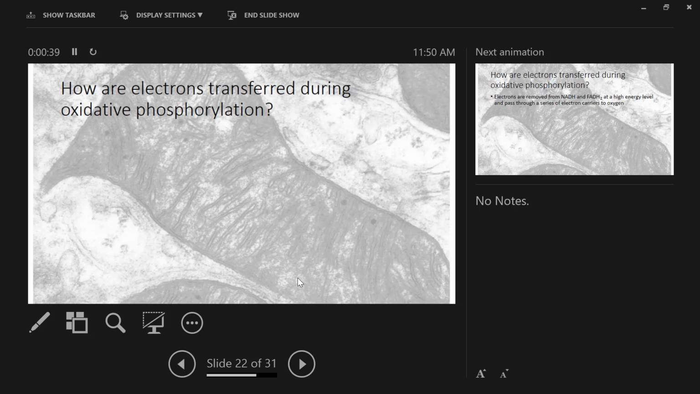And so step 3 is, where do those electrons go? And so the question we're going to answer as we talk about step 3 is this one. How are electrons transferred during oxidative phosphorylation?